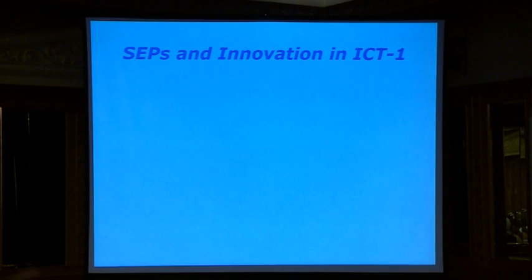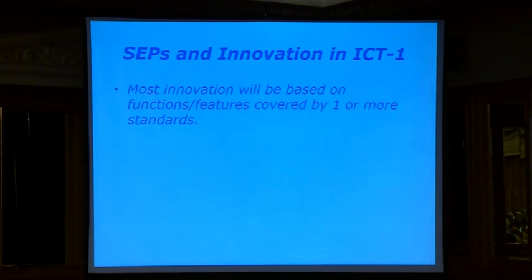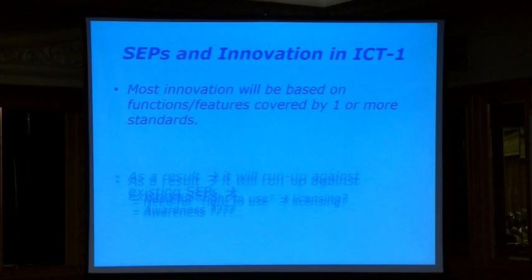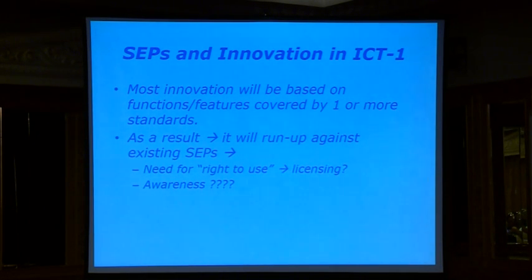SEPs and innovation. Most innovations will be based on functions which are covered by one or more standards. So whatever improvements you do, more likely than not, will map onto some standard or the other, or will be trying to enhance a standard perhaps. As a result, it will run up against existing SEPs, and these issues of rights to use, licensing, will all pop up. And how aware are we of all these? There are so many standards, there are so many patents. When we do something new, do we know which standards and which patents are going to be involved that we have to care about?